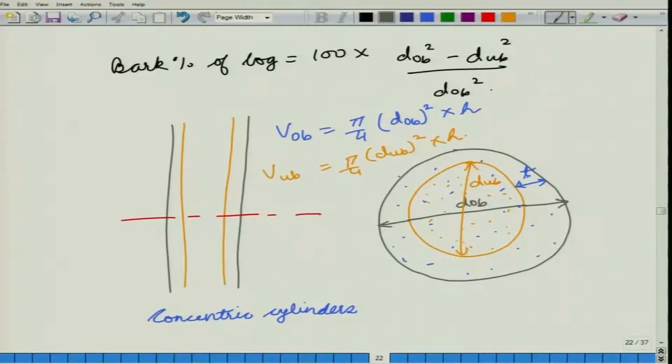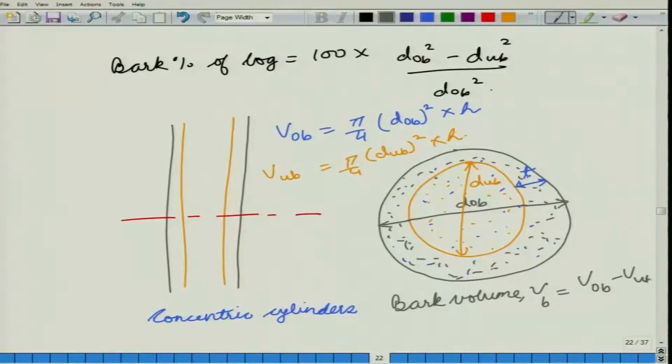Now, what is the bark volume? By bark volume we mean this volume. So, the bark volume, or let us call it VB, is equal to volume over bark minus volume under bark. If we took the over bark volume and then subtracted the under bark volume from it, we would be getting the bark volume. So, what is it? Using these two equations, it becomes pi by 4 DOB square minus DUB square multiplied by height. So, that is the bark volume.